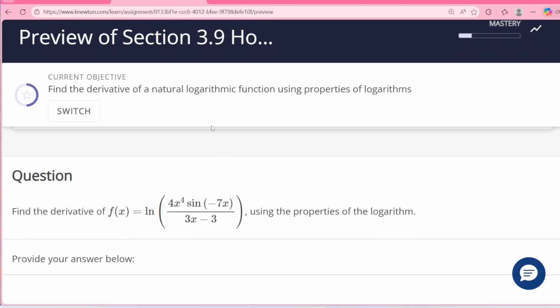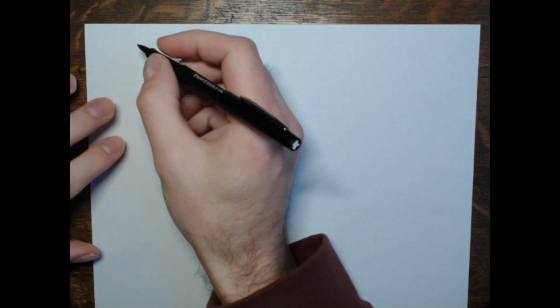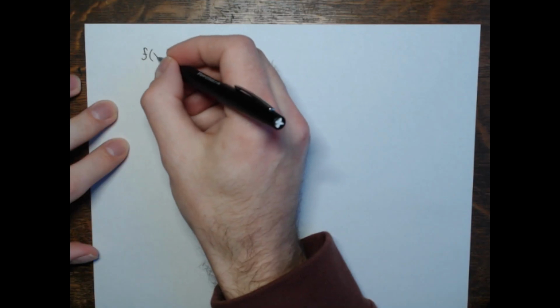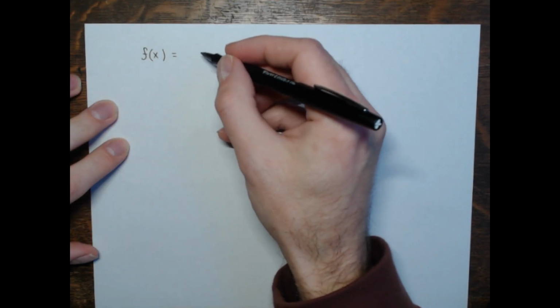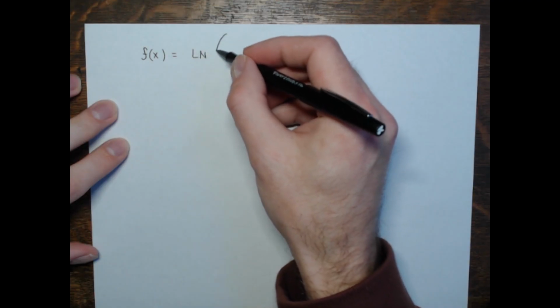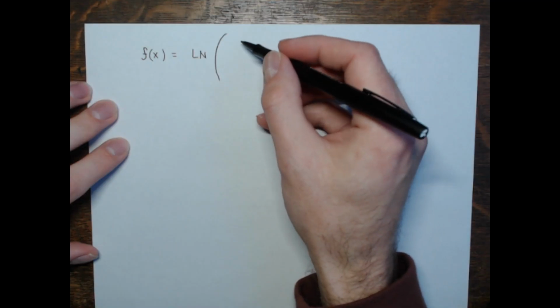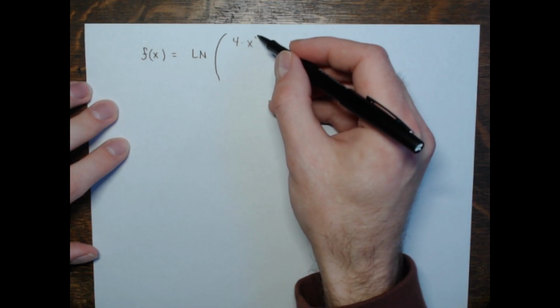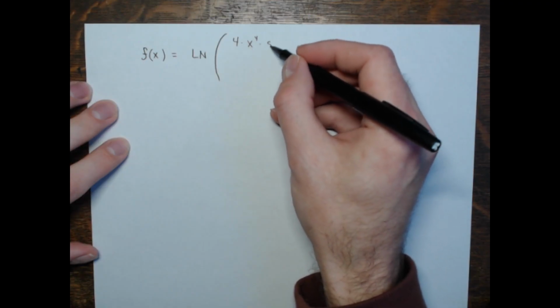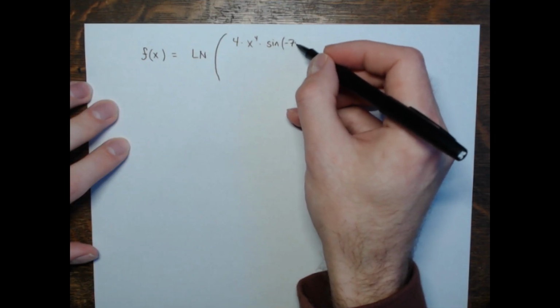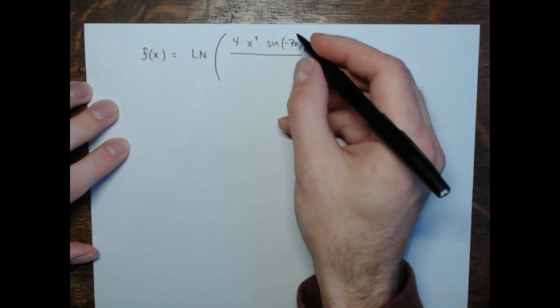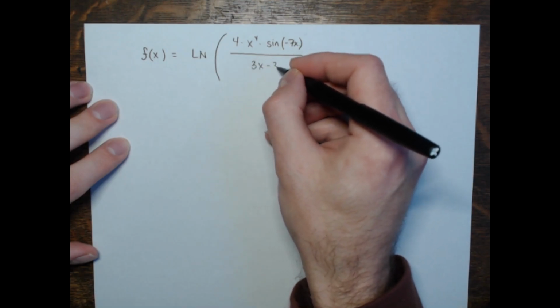So still more natural log, but this is using the properties. So this is very similar to a question from earlier. All right, I'm just going to tell you what it simplifies to after using properties, right? So f of x is the natural log. So here's the way it originally looks. So you've got 4 times x to the 4th times the sine of -7x up top, divided by 3x minus 3 on the bottom.